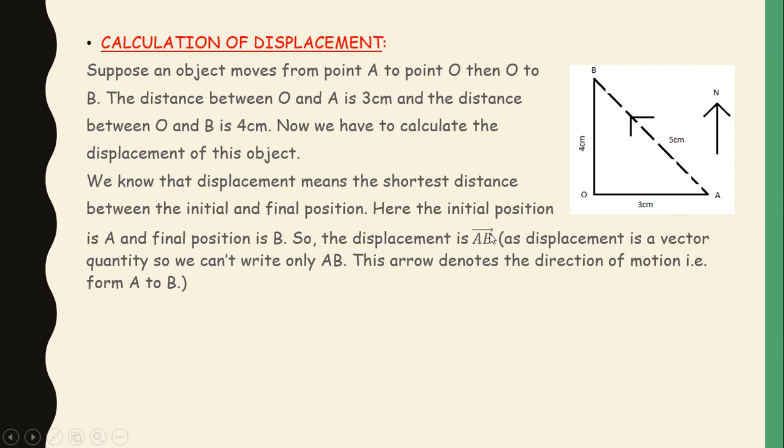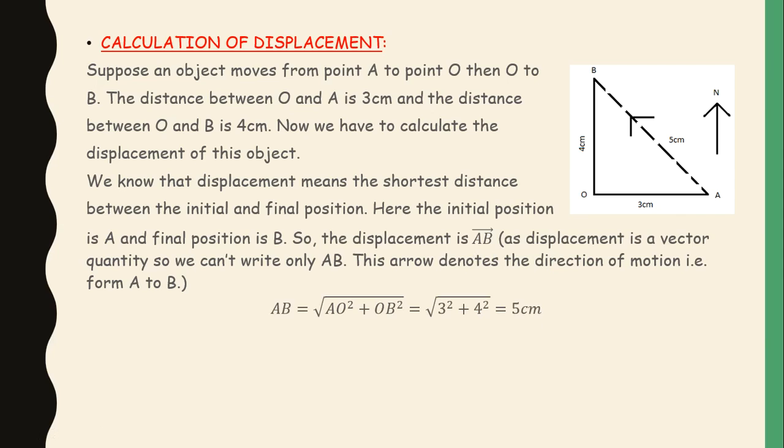Here this arrow symbolizes the direction of motion, that is, here the arrow is from A to the direction of B. That's why the arrow is rightward. If the arrow is leftward, then we can say that the direction of the motion of the object will be from B to A.